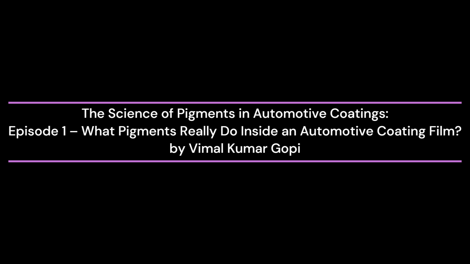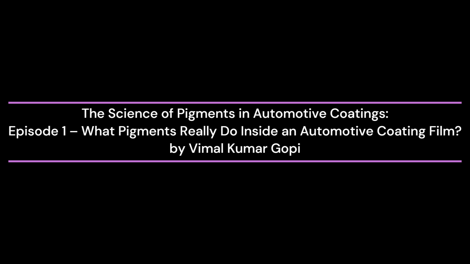Once the coating is applied and cured, the film consists of a continuous polymeric binder phase and a dispersed solid pigment phase. Pigments are solid, insoluble particles that remain physically embedded within the binder matrix. This insolubility is a defining characteristic and is what differentiates pigments from dyes. Because pigments exist as discrete particles, their size, shape, surface chemistry, and spatial distribution inside the film become critically important.